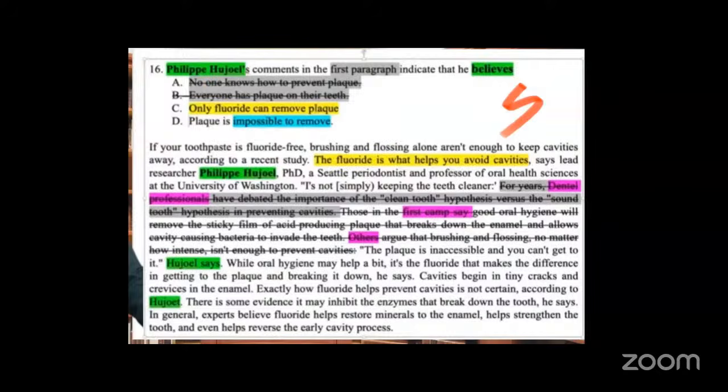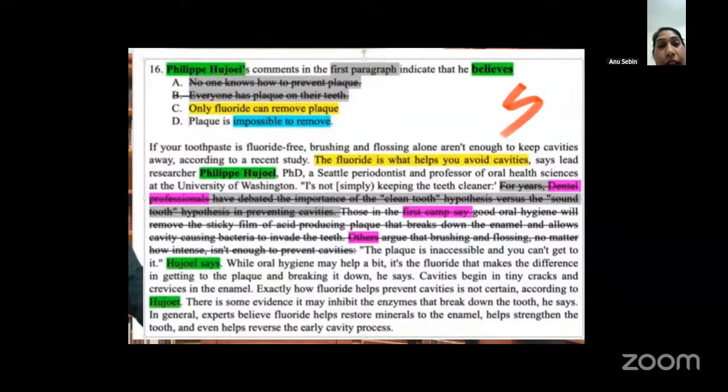So he's saying that the plaque is inaccessible and you can't get to it. It means it's a paraphrasing of option D: plaque is impossible to remove. Again, he is mentioning that while oral hygiene may help a bit, it's the fluoride that makes the difference in getting the plaque and breaking it down. So he is mentioning that plaque is impossible to remove, and so we can see that option D is the answer.